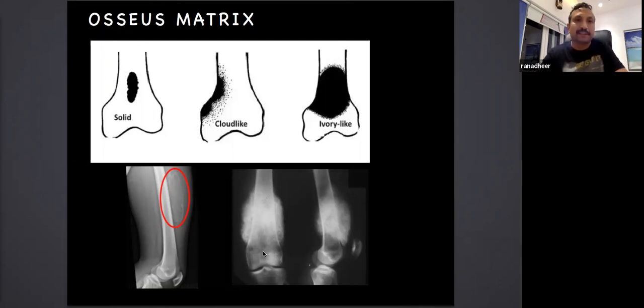It is typically seen in osteosarcomas and osteoid osteomas. What is the difference between osteoid osteoma, osteoblastoma, and osteosarcoma? Osteoid osteoma is a benign tumor less than 3 centimeters in size, which is a bone forming tumor. Osteoblastoma is also a benign, bone forming tumor, more than 3 centimeters in size. Whereas osteosarcoma is a malignant tumor which is having bone formation.